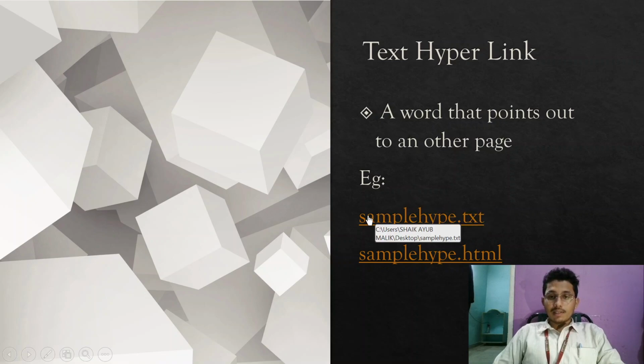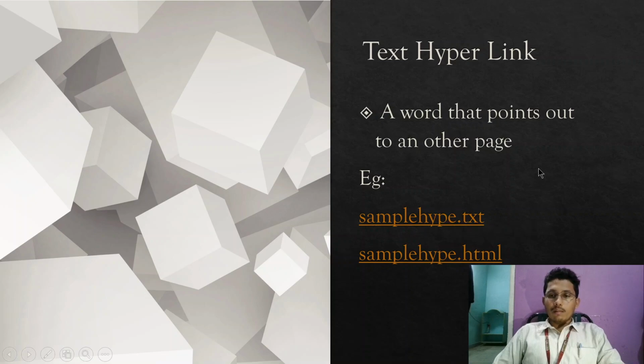The live example is here. So this is actually a link. If I click this link, another page might open. It might be a web page, it might be a file, it might be a video, it might be an audio. It is your wish. Generally text hyperlinks are represented by an underline, as you can see here, and it is also clickable.